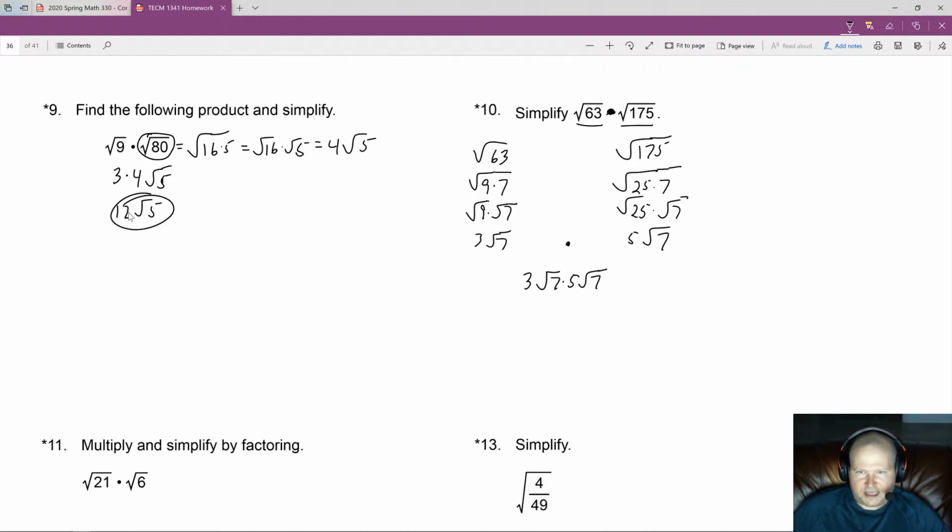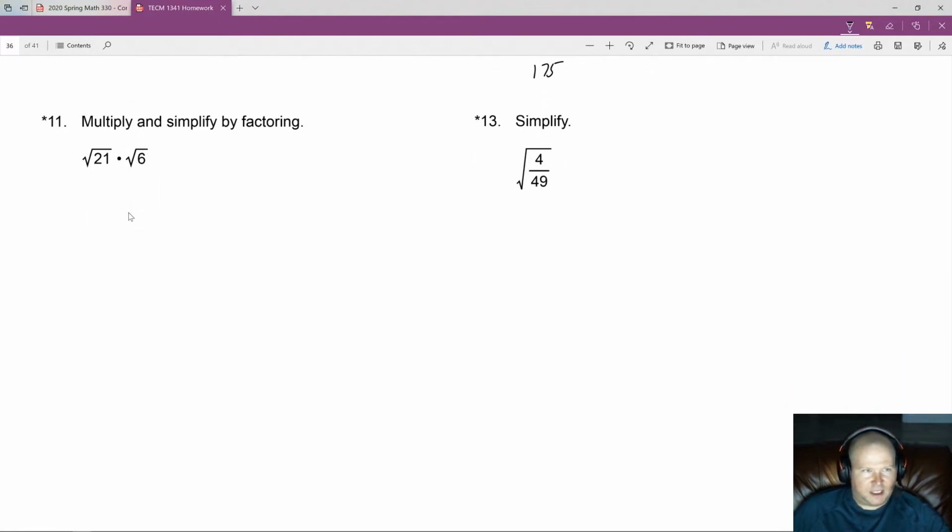All right, everything on the outside is going to get multiplied together. So we have 3 times 5 on the outside, which gives me 15, and the square root of 7 times 7 on the inside, which is actually the square root of 49. The square root of 49 is 7. 7 times 15 is 105. Now, it's not an accident that if you multiply two square roots together like this, you just get the radicand, right? The square root of 7 times the square root of 7 is always just going to be 7. That's always going to be the case.